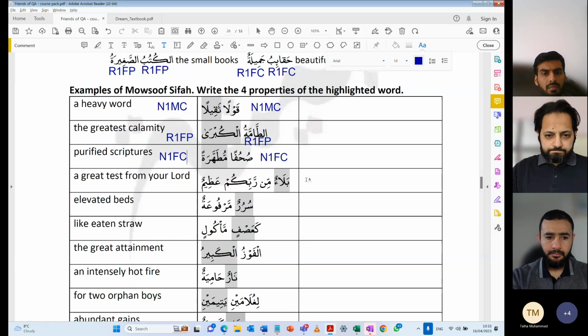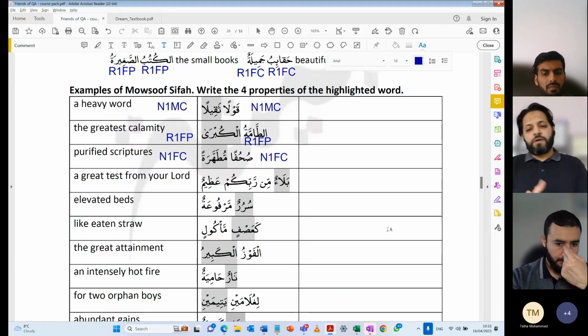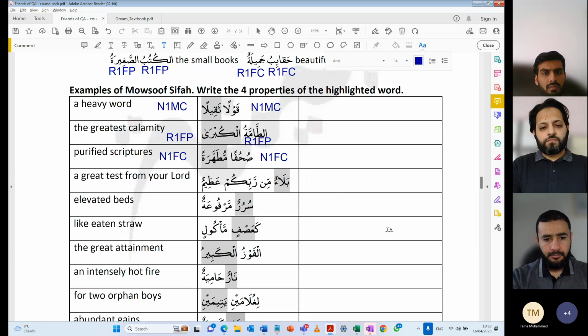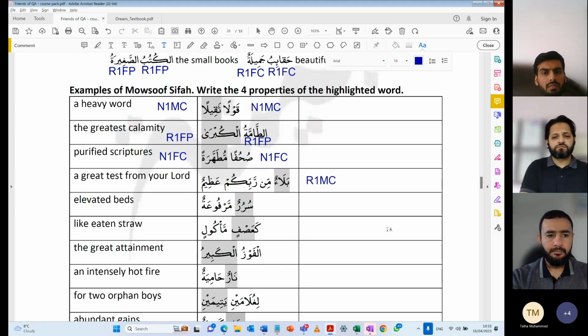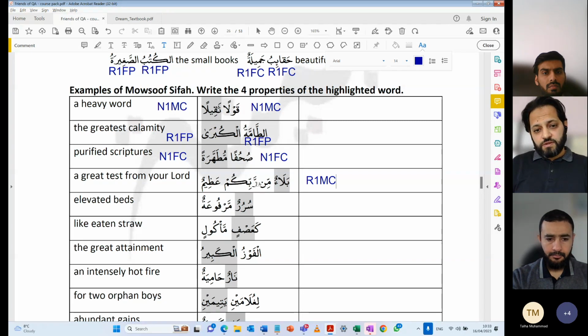Bala'un. Now, bala'un is a test. Rafa, singular, masculine, common. Where is the Sifah? Azimun. Correct. And you see there's a long distance relationship, so there are many words between them. So Azimun would also be Rafa, singular, masculine, common.